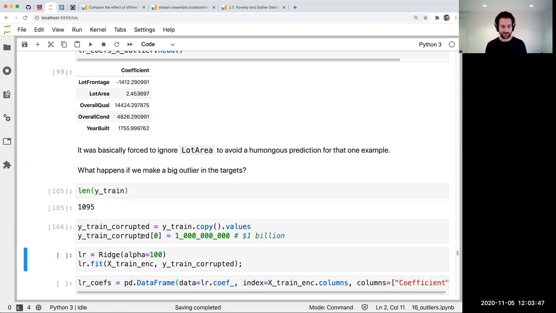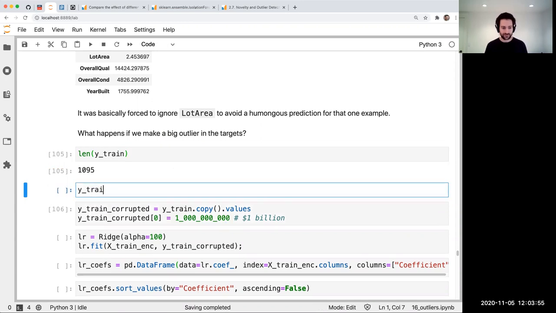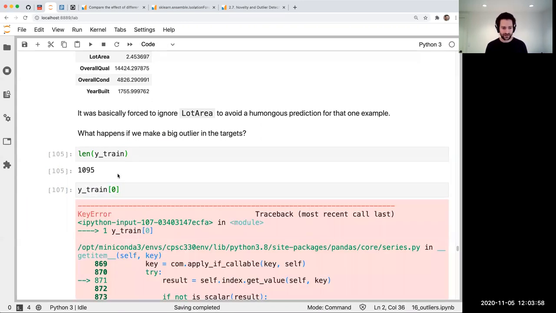So what I'm doing here is I'm making a Y train corrupted where the first house is now worth $1 billion instead of, what did it used to be? Hey, that's not nice.